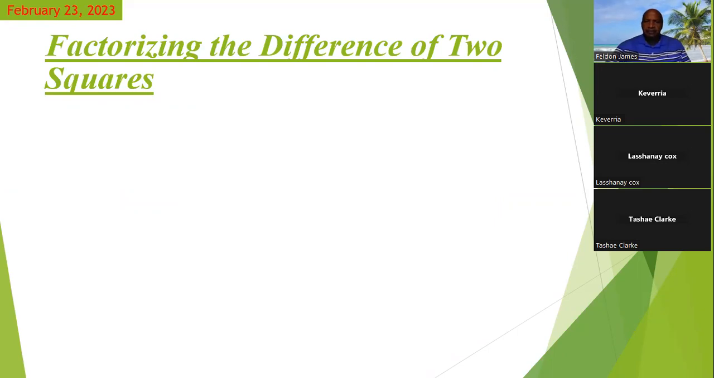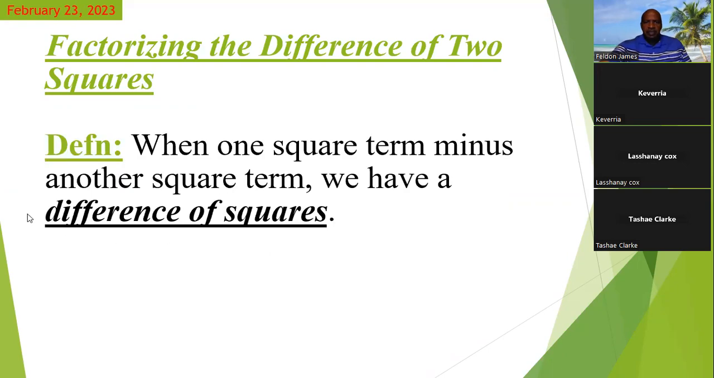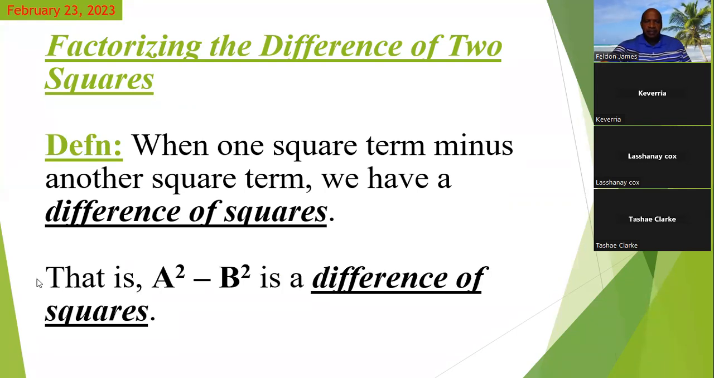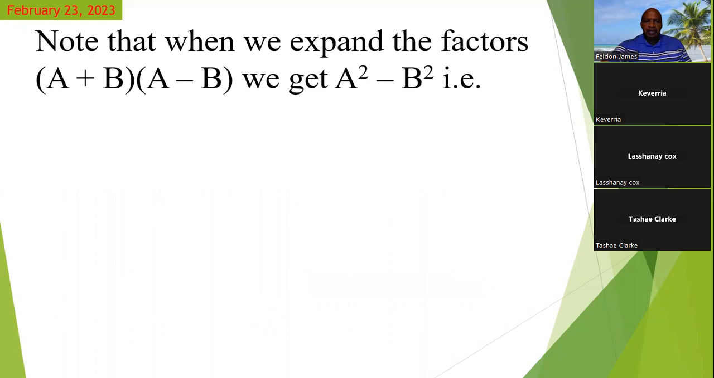Now we're looking at difference of squares, or difference of two squares. The definition for this: when we have one square term minusing another square term, then we call this a difference of squares. Example, we have a squared minus b squared. So this is pretty much a difference of squares. Now, if we are factorizing this expression, then it works with a formula.